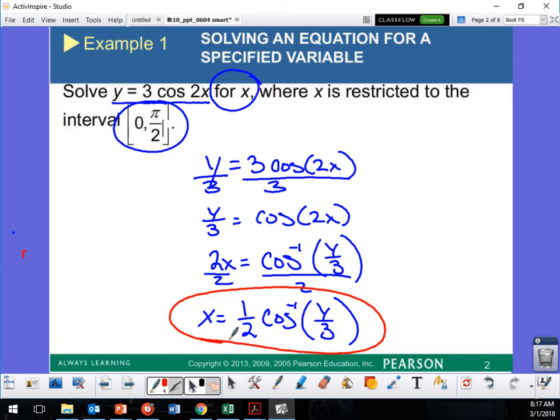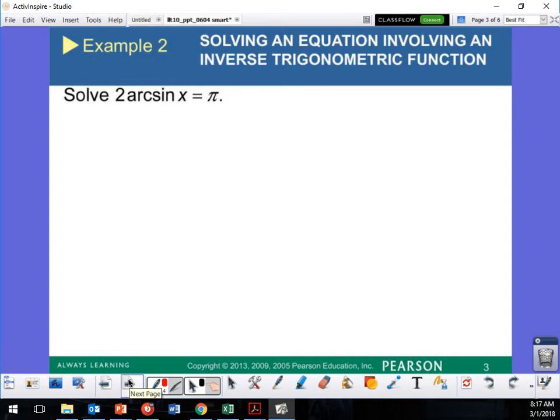From the equation y equals 3 cosine 2x, that's how you do that. Questions? Is it easy? Okay, all right. Let's try the next example.